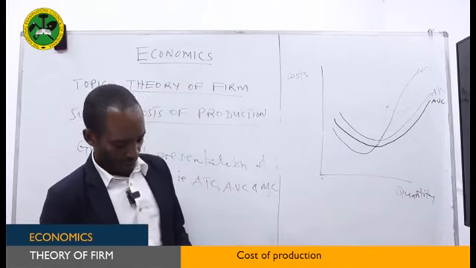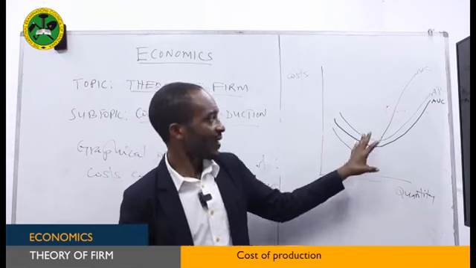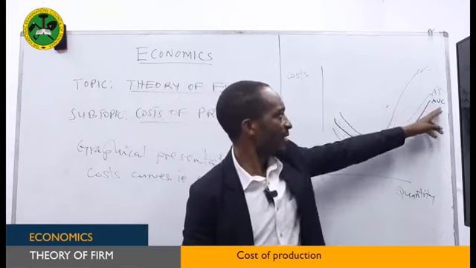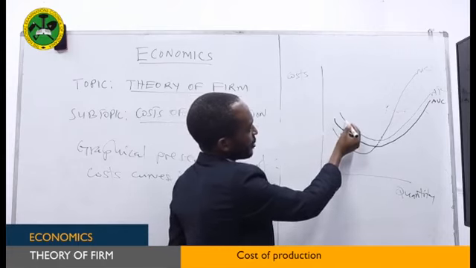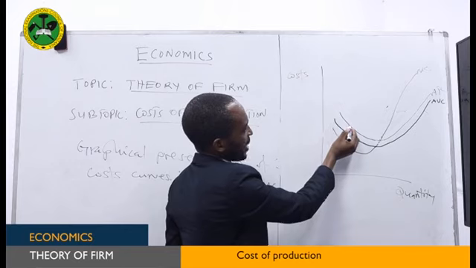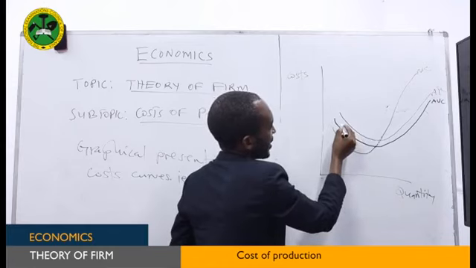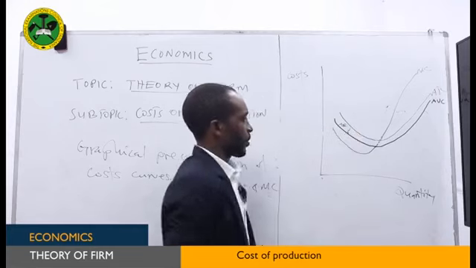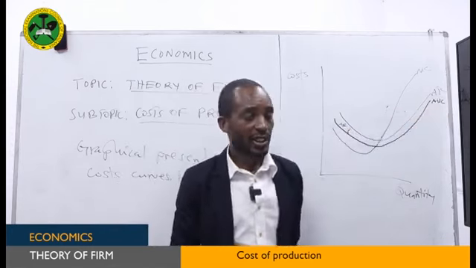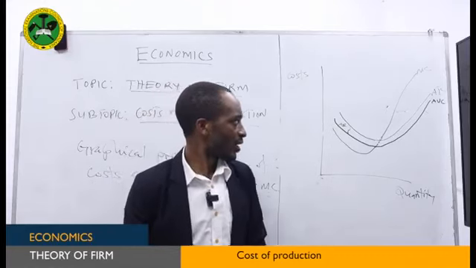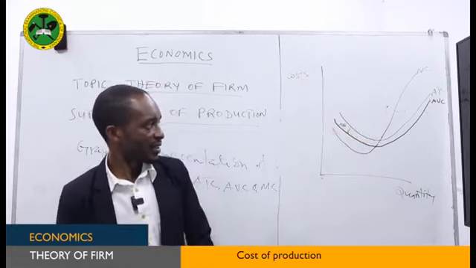So the three costs which we use to analyze the production process are the marginal cost, average total cost, and average variable cost. The gap between average total cost and average variable cost is the average fixed cost. So these are the three cost curves you need to know as a student.